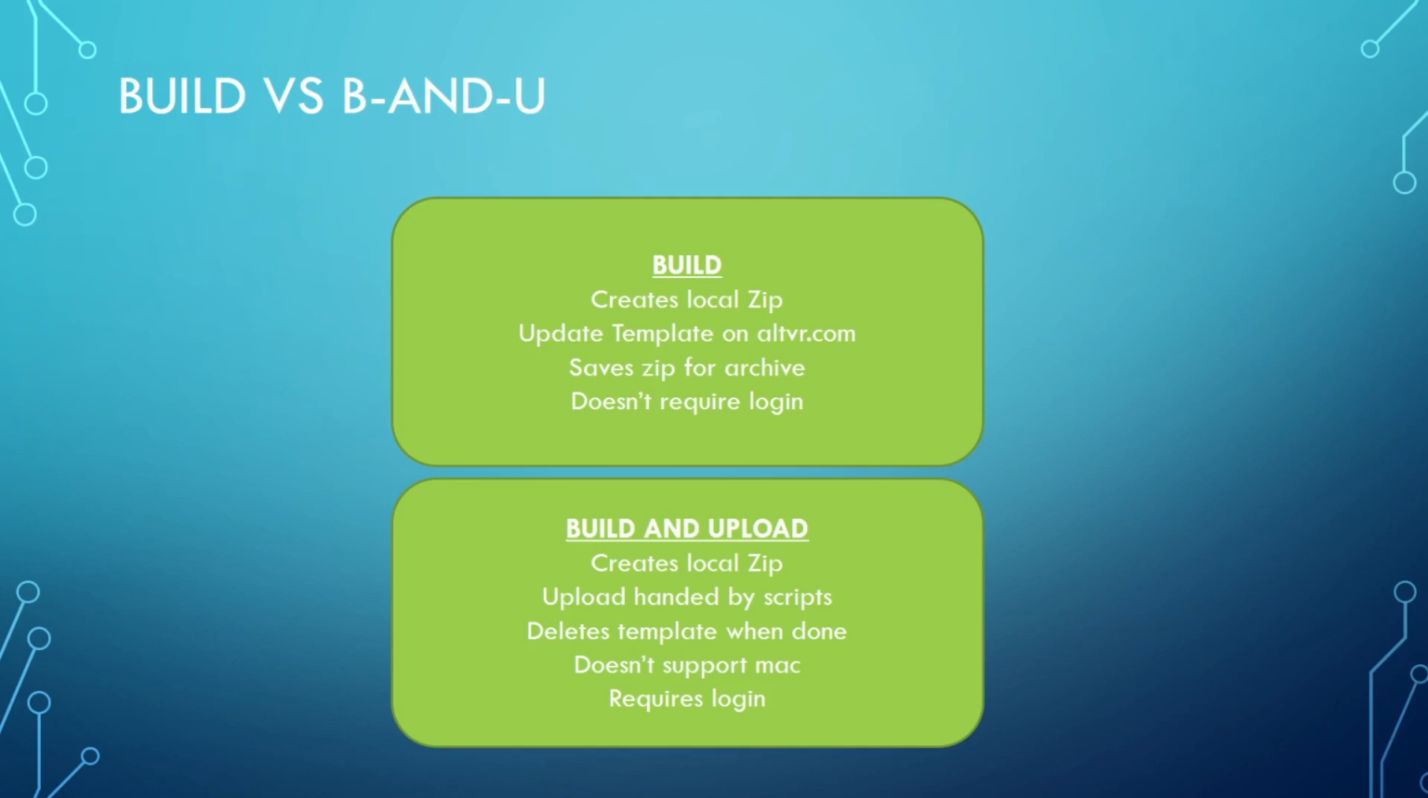And I don't have to log into the AltspaceVR uploader to use this build option. I can just skip that and go straight to build, and I don't have to worry about putting my credentials into the tool in Unity. Now the build and upload option, it still creates that local zip, but you don't hang on to it for very long because the upload is handled by scripts, and once the upload is done, it deletes the template. This also does not support Mac. It doesn't support Mac either in developing on a Mac or uploading for Mac.